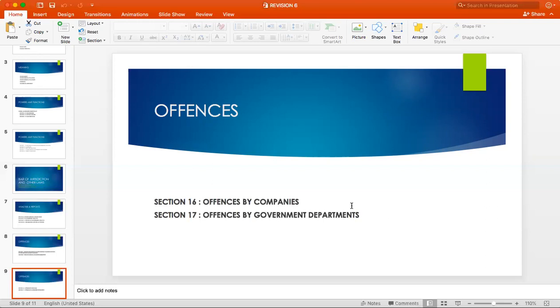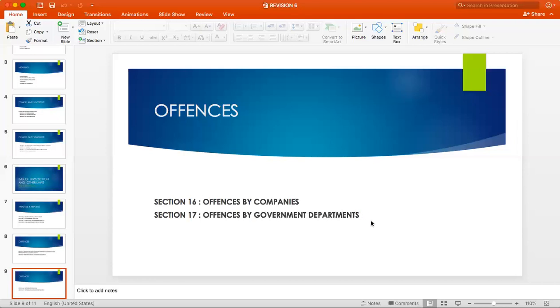Now, similarly, if the offense has been committed by a governmental department, we have section 17, which talks about what if the offense under this act is committed by a Department of Government. Then in this case, similarly, the head of the department, who was in charge, will be held liable, and he will be deemed guilty of the offense and shall be proceeded against and punished accordingly.